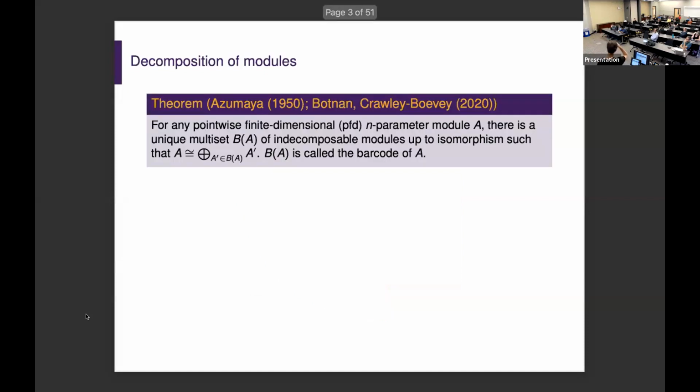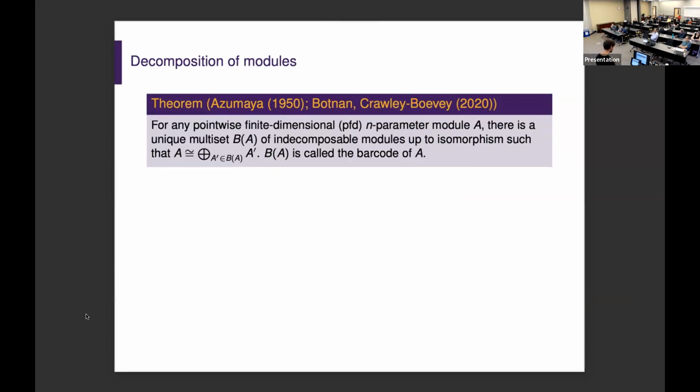And we're going to talk about decomposing these modules. We have a very nice theorem, which says that if you have some 2-parameter or multiparameter module, then we only need that it's pointwise finite dimensional. Apart from that, you can be as crazy as you want. Then we're always able to write this as a direct sum of indecomposable modules. And moreover, this is essentially unique.